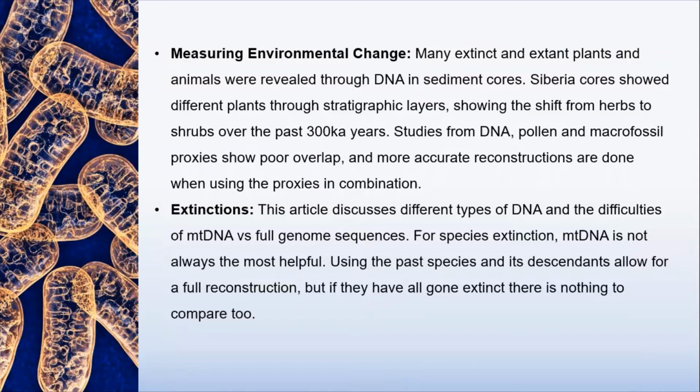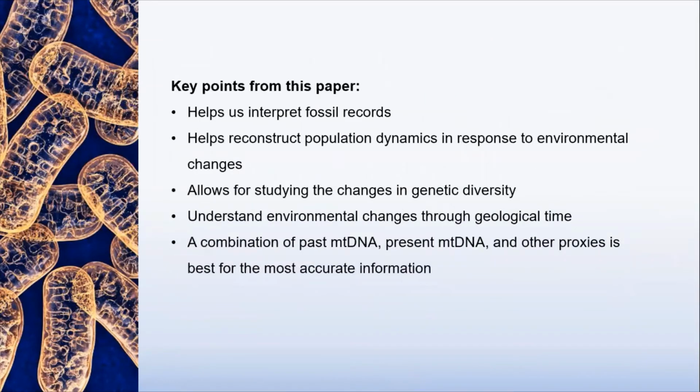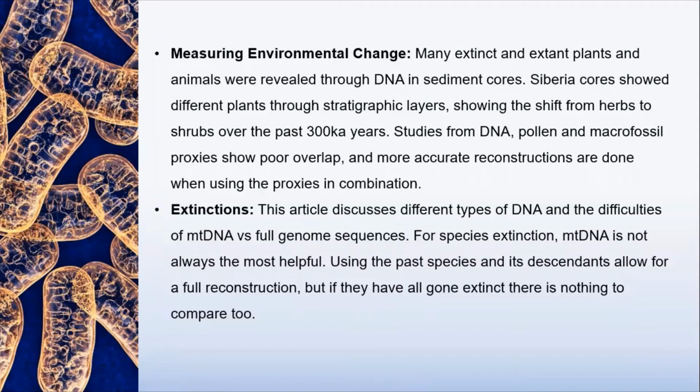Ancient boreal tree DNA was discovered in sediment cores of the Norwegian island Andoya, in the horizons dated back from 19 to 22,000 years ago, a time when ice sheets were thought to completely cover Scandinavia. This suggests refugia during the last glacial maximum, possibly from organisms surviving on nunataks. Furthermore, studies from DNA, pollen, and macrofossil proxies show poor overlap, and more accurate reconstructions are done when using the proxies in combination.